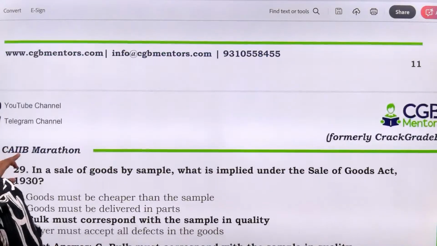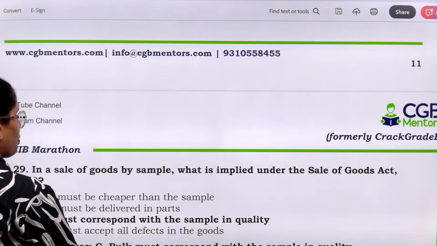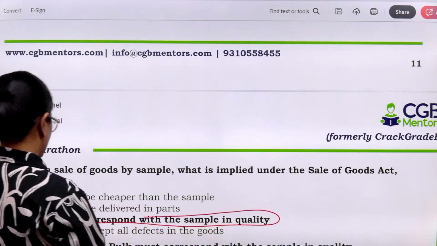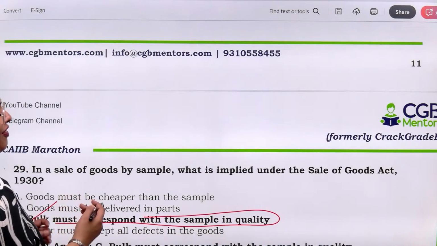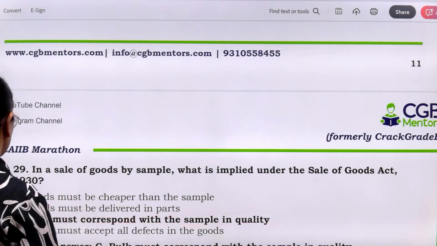Next, in a sale of goods by sample, what is implied under sale of goods? So, bulk must correspond with the sample in quality. Okay? So, if I have shown you one sample, the rest of the bulk should also match with the sample.